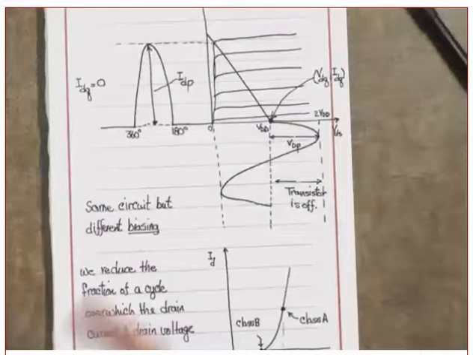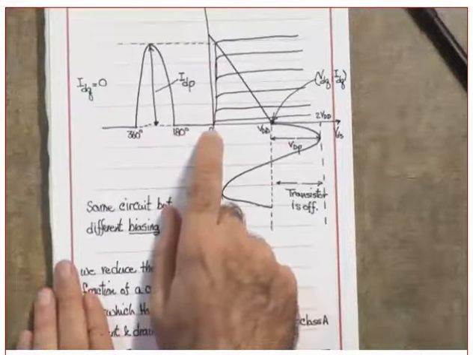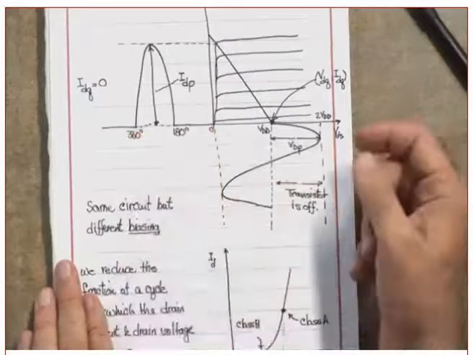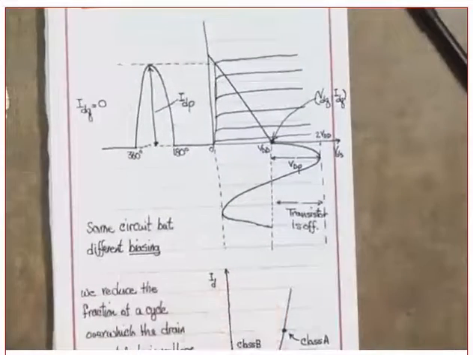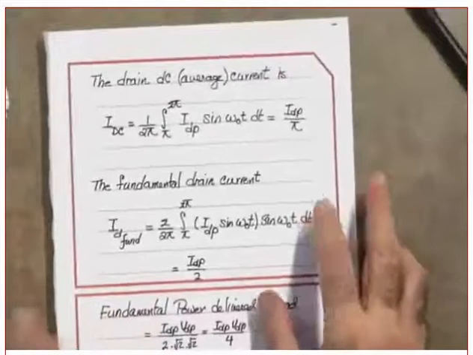Now concentrate. What is the angle of conduction? 180 degrees. Keep that in mind. Half a cycle it is not conducting, and half a cycle it is conducting. Clear? Okay, so now what do I have? What is the drain current? Let's see if you can tell me what the drain current is.